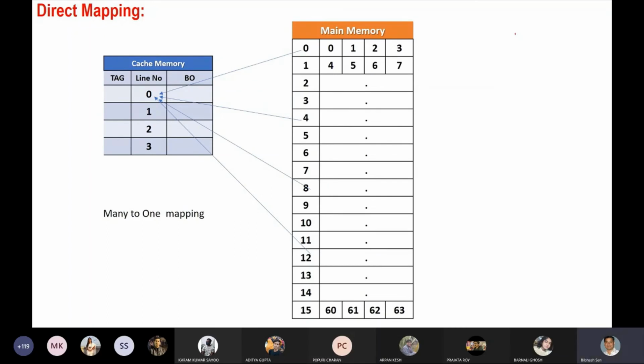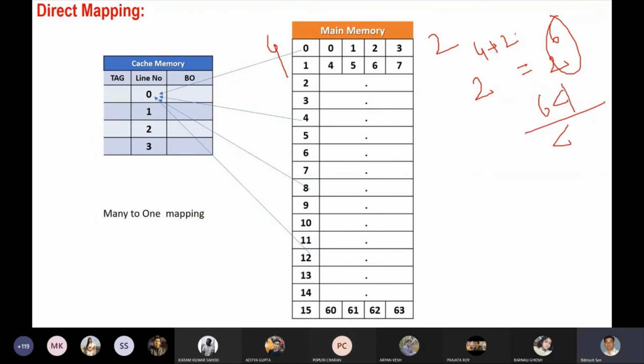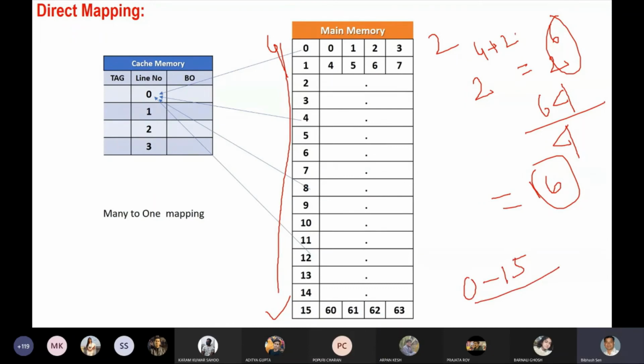First I am telling, here you find that block offset size is 2 bit, and main memory you can search 4. So you find 2 to the power 4 plus 2. That means 2 to the power 6. That means 64. Since block size is 4, 64 by 4 how much? 16. Interestingly, 16 locations are there, 0 to 15, 16. So this is the number of blocks. How many blocks? 16 blocks. Is it clear?